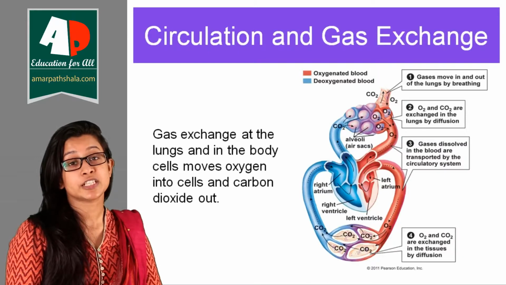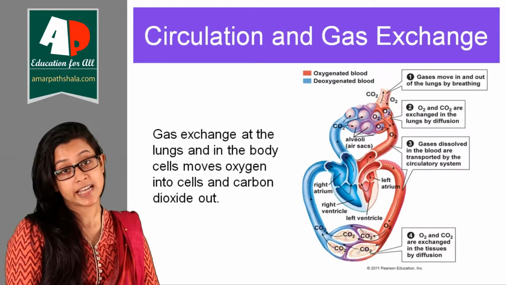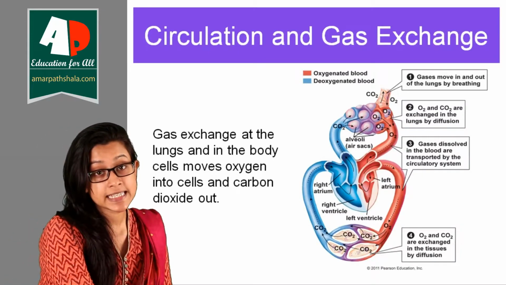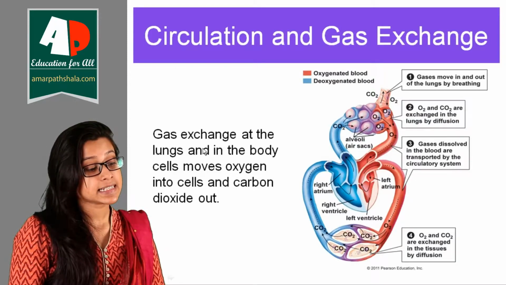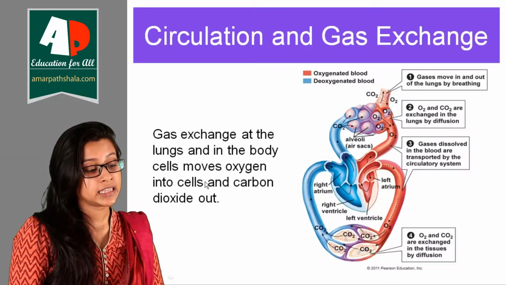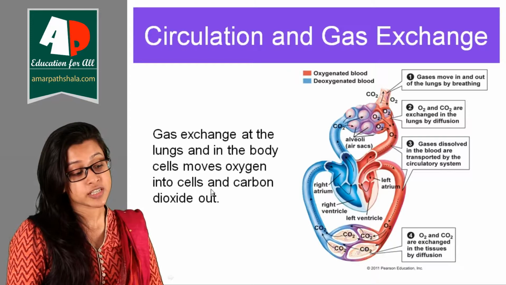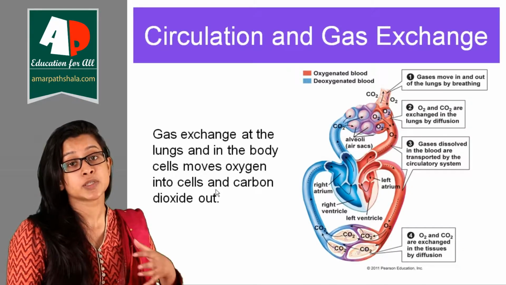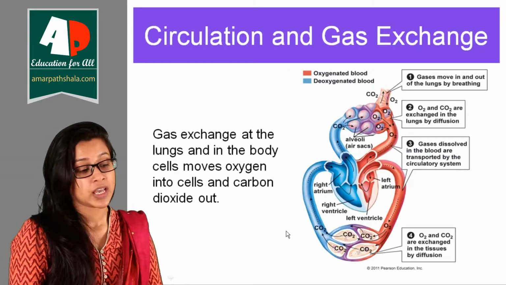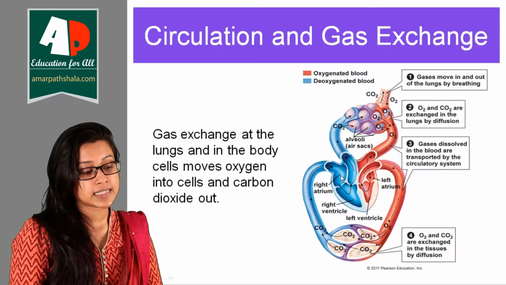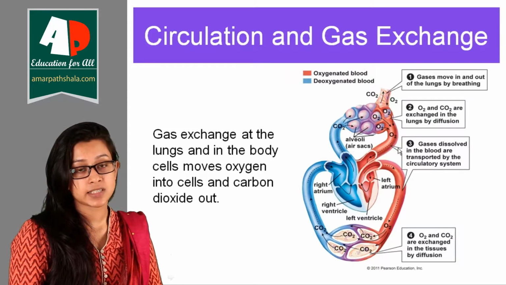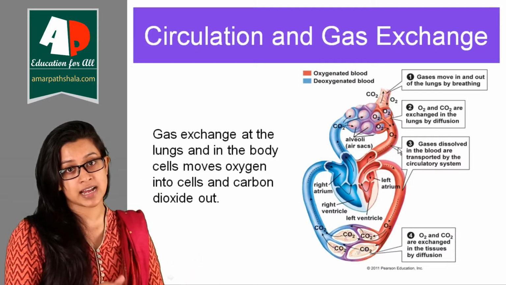So next up is the topic of circulation and gas exchange. As you can see in the slide, gas exchange at the lungs and in the body cells moves oxygen into the cells and carbon dioxide out. This is what we learned so far. So here you can see the circulation of blood and gas exchange in a summarized diagram.